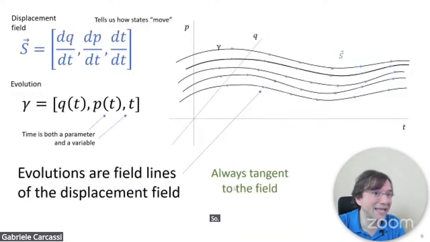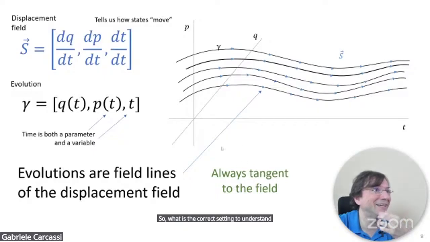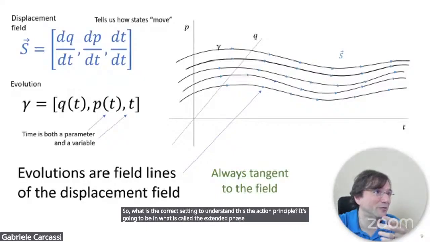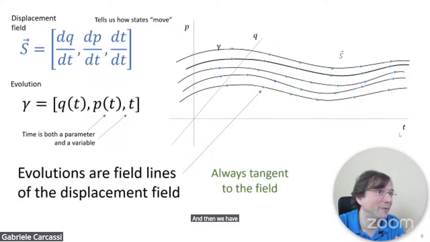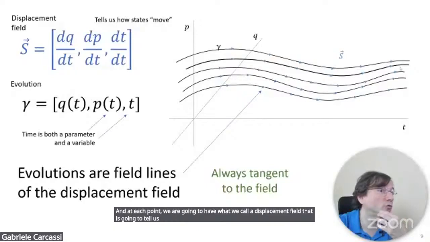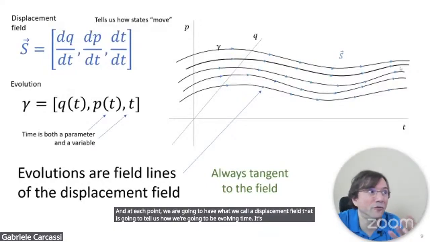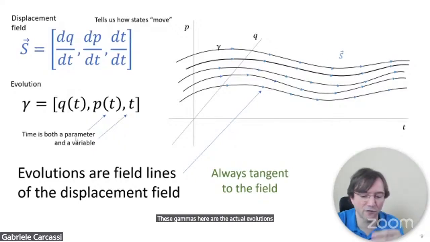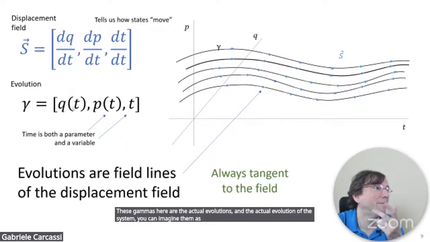So what is the correct setting to understand the action principle? It is going to be in what is called the extended phase space. So we have position and momentum here. In this plane, we have all the states. And then we have time here. States are going to be flowing in time. At each point, we are going to have what we call a displacement field that tells us how we're going to be evolving in time. It's telling us how we move in time. These gammas here are the actual evolutions, and you can imagine the actual evolution of the system as being position and momentum and time as a function of time.